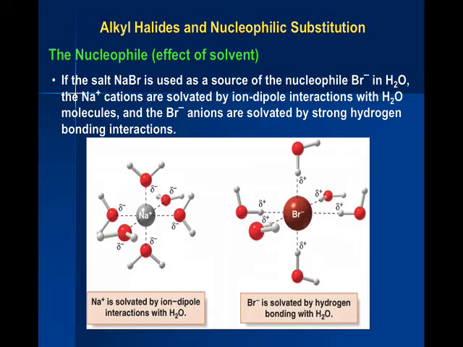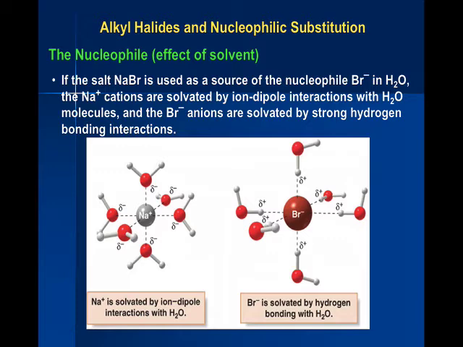Sodium plus is a cation. It would like to have some electrons. Where can it get them from water? From the lone pairs of oxygen, right? And so you have these coordinate bonds. And so sodium is being surrounded by water.